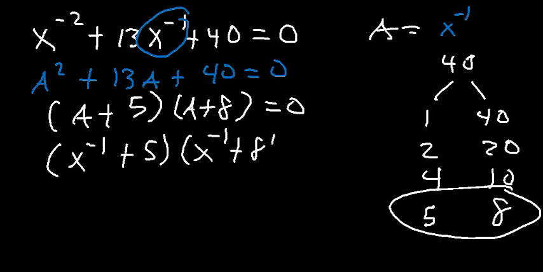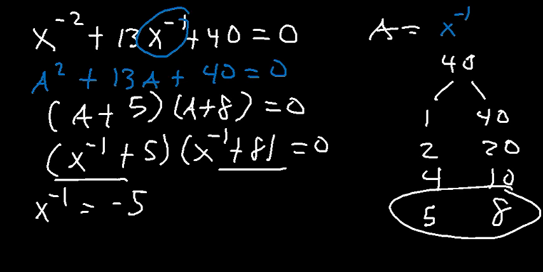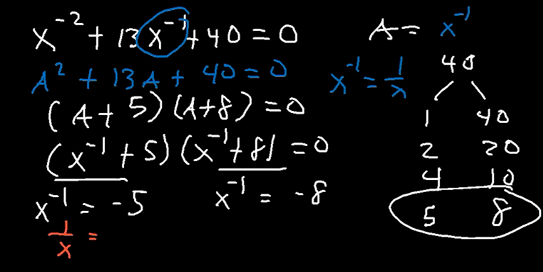So if we set each factor equal to 0, x to the negative 1 is equal to negative 5, and x to the minus 1 is equal to negative 8. Now to solve for x, you need to understand that x to the negative 1 is the same as 1 over x. So 1 over x is equal to negative 5, which we can write as negative 5 over 1. And we can cross multiply. So 1 is equal to negative 5x.